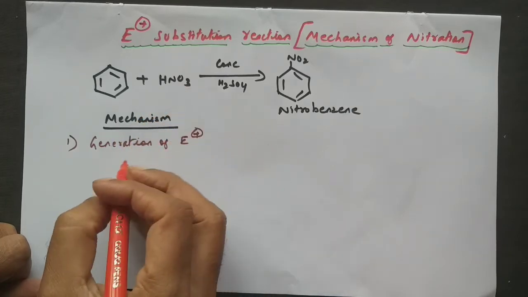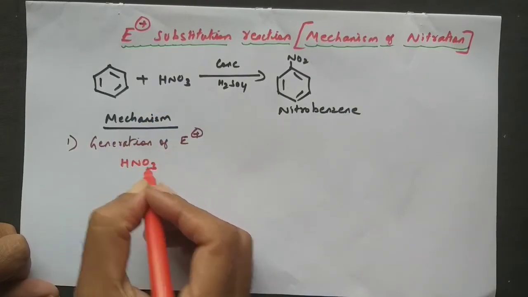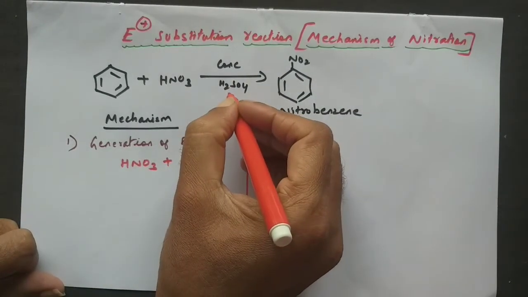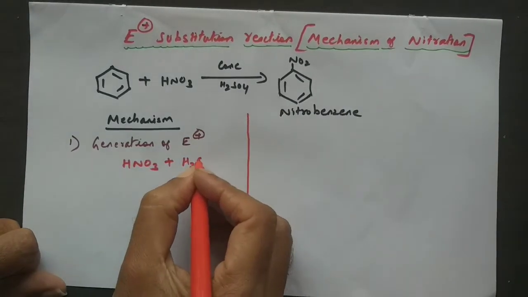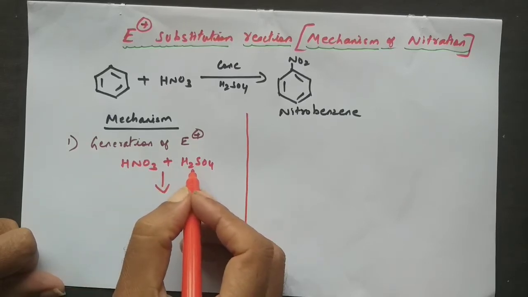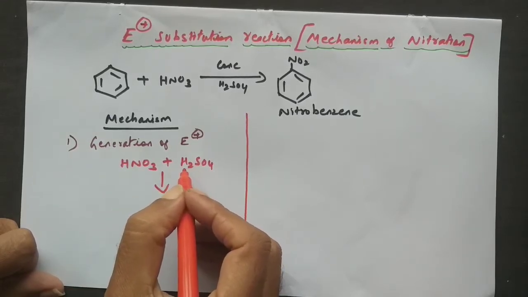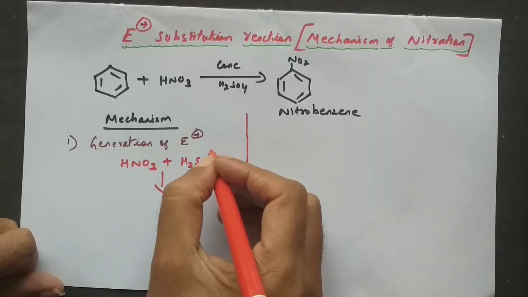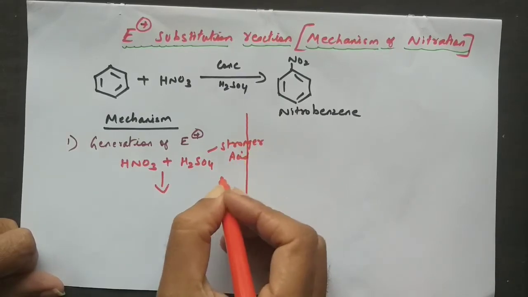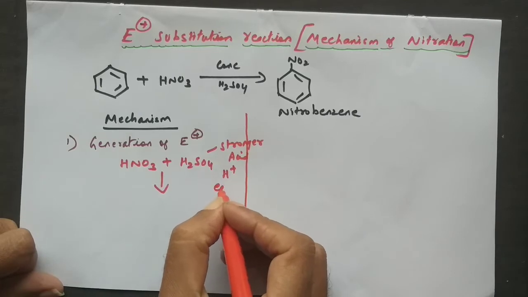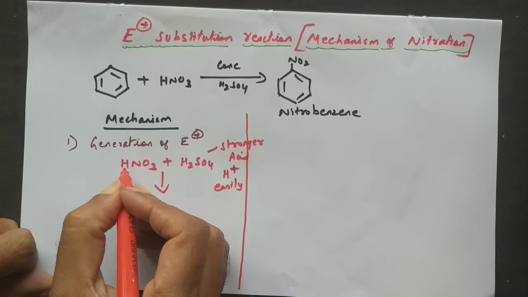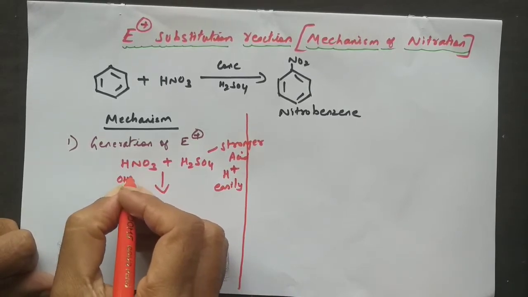So we have HNO3, nitric acid, and we are using the catalyst, concentrated H2SO4. Now what happens is, HNO3 and H2SO4: sulfuric acid is a stronger acid. Stronger acid in the sense that it will give the H plus, the protons, easily. So this H plus will take an OH from here; OH minus will come away.